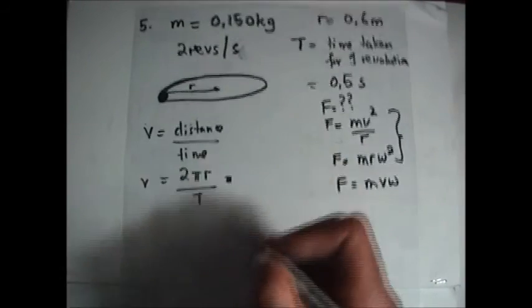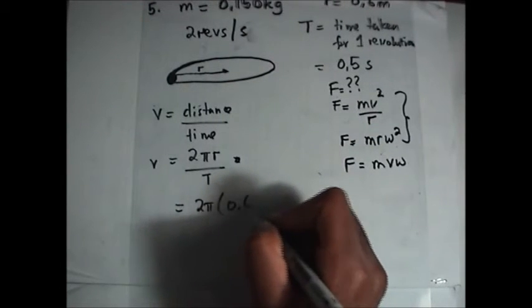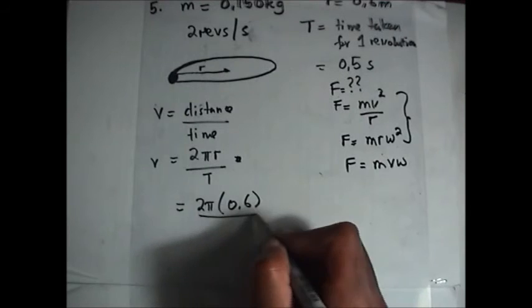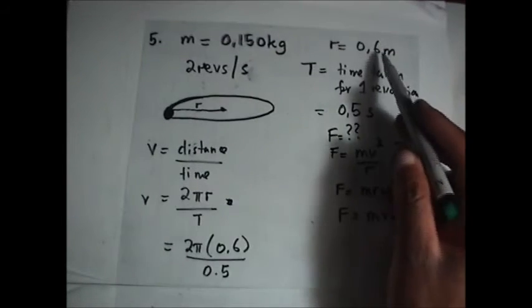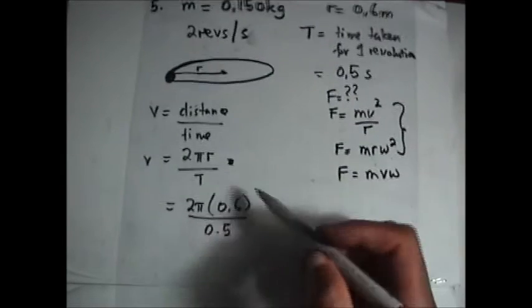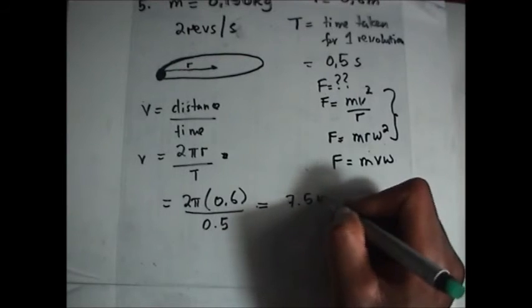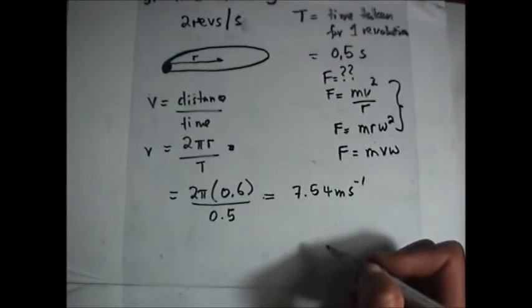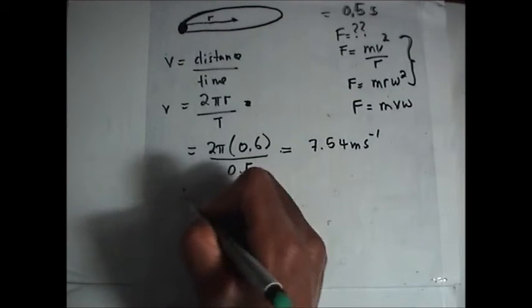Now we can calculate: 2 pi times r, which is 0.6 because we're told it's 0.6, over the period, which is 0.5. So this will be equal to 7.54 meters per second. Therefore, now we can calculate our F.